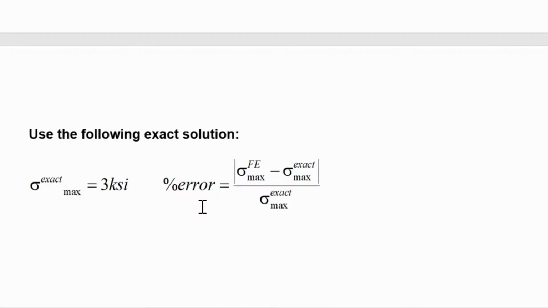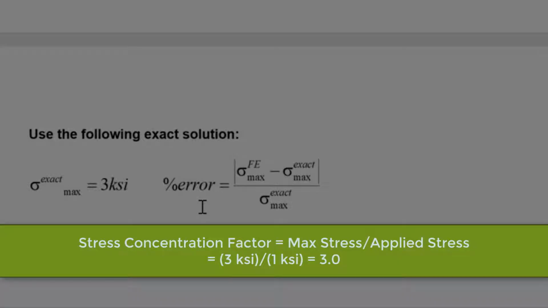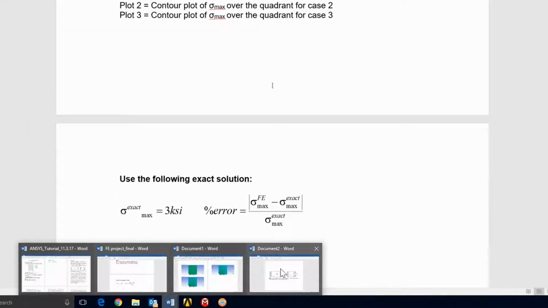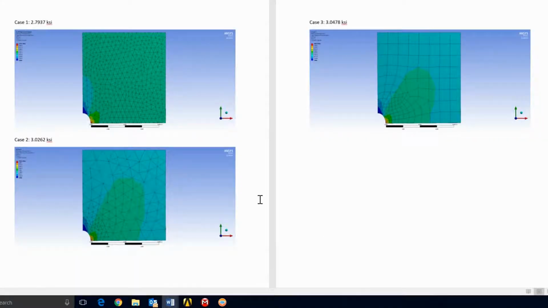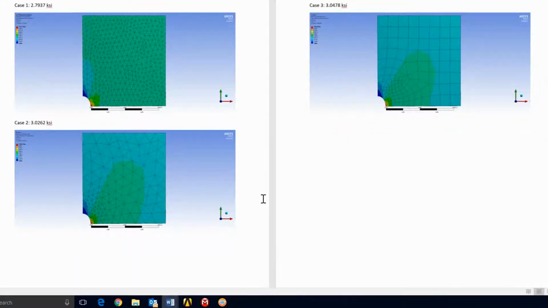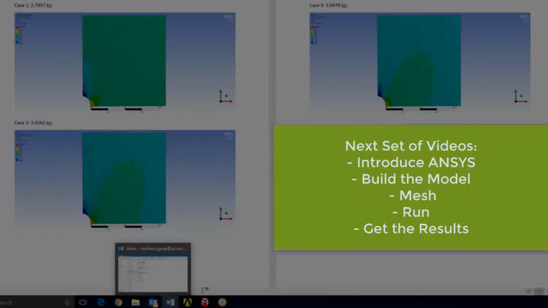In terms of stress concentration, since the max stress is 3 ksi and the applied stress is 1 ksi, the stress concentration of the plate would be 3. At the end, we will produce results that look very similar to this. The next set of videos, we will introduce ANSYS, build the model, mesh, run, and get the results.